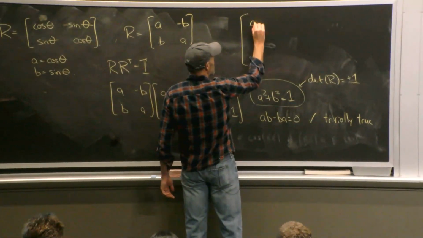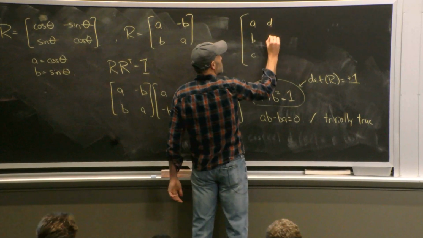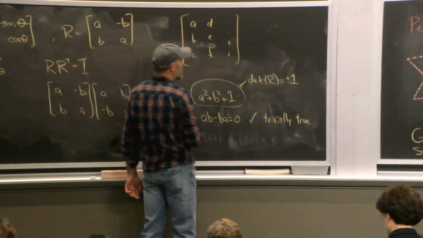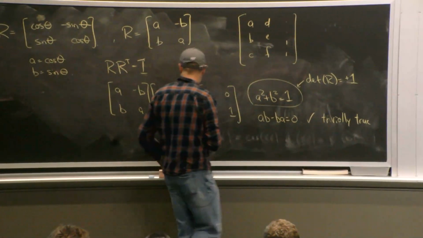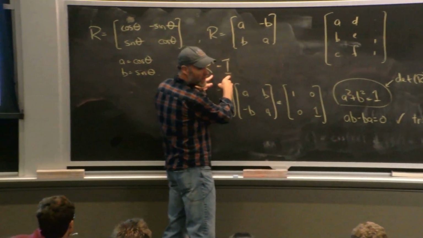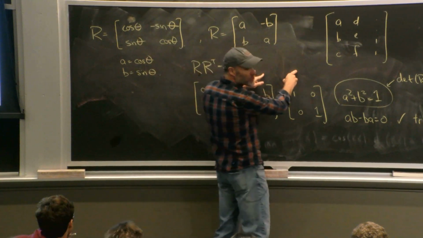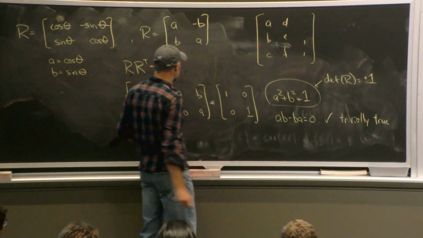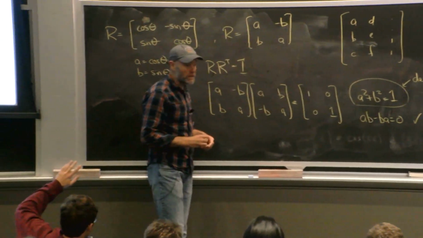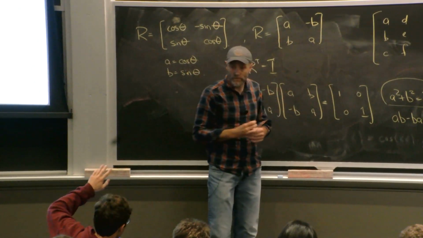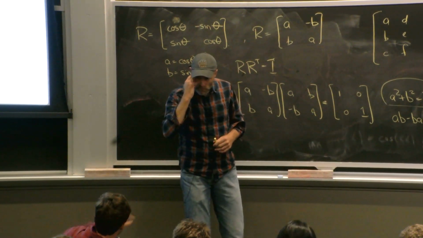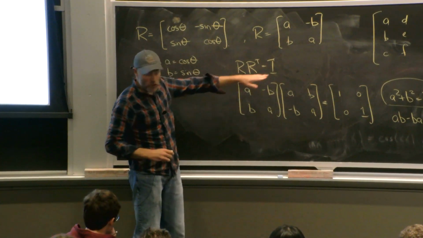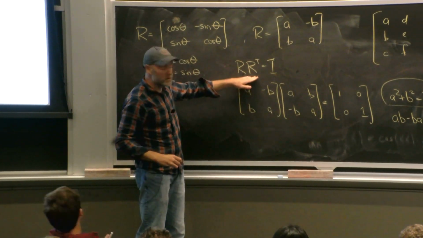In 3 by 3, I'll have A, B, C, D, E, F, right? And then the R transpose R is still quadratic. The determinant is cubic for a 3 by 3 matrix. Okay, but the geometry is roughly the same. That's this constraint and the determinant constraint.